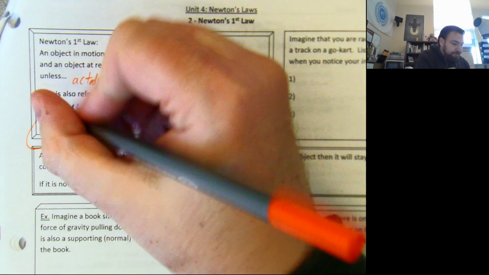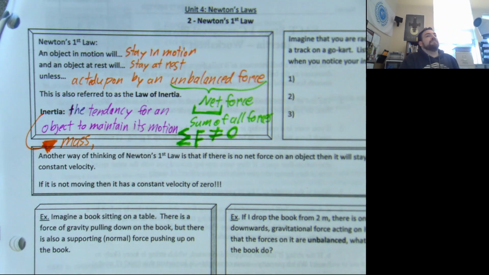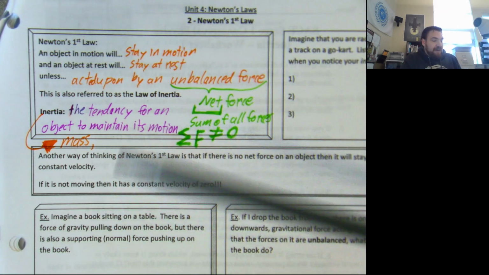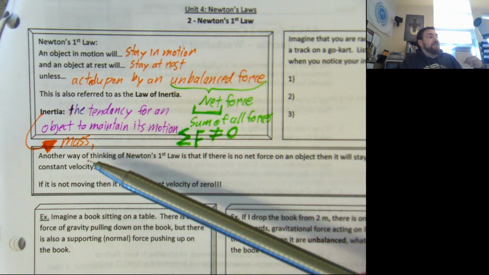Mass is one. Not friction. Friction works to stop things. So it is one of these forces. The tendency for an object to maintain its motion requires properties of the object.